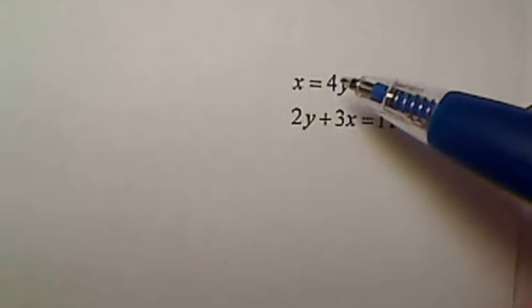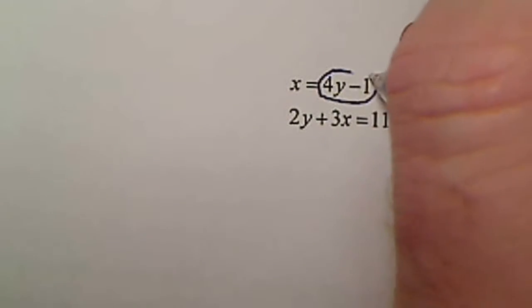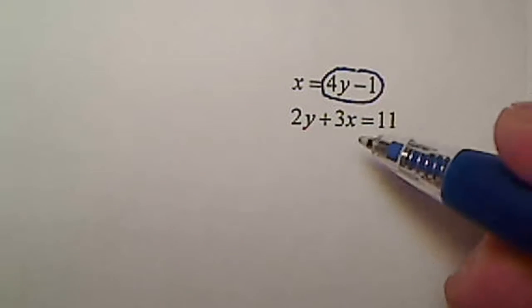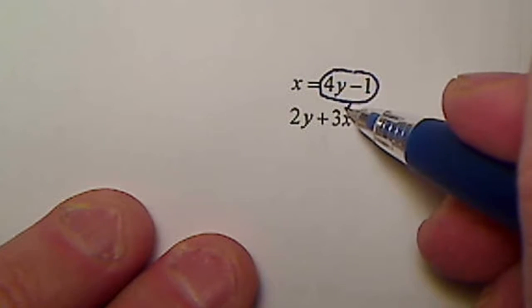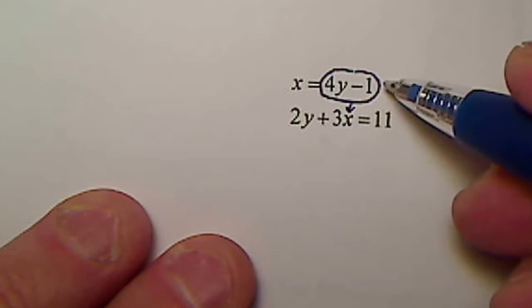So because this top equation is equal to x, I'm going to circle this part. This is just a visual aid, and let you know that that part that I circled, which is equal to x, is going to replace x in the second equation. So I'm going to put it right there. I'm just going to point to where it's going. That x is going to be replaced with 4y minus 1.